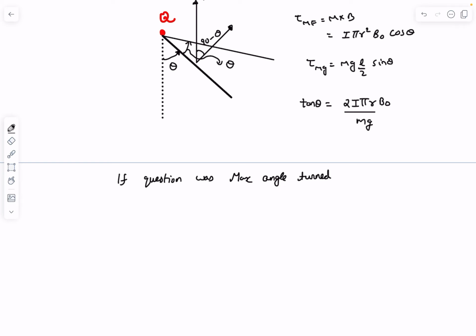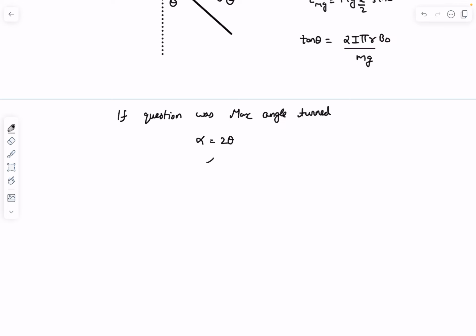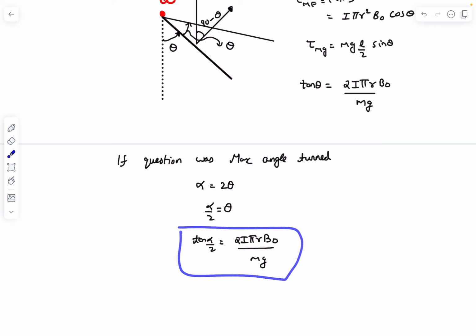Now guys, if they wanted the relation for the maximum angle turned by the loop, then the answer will be 2 theta. Now for a second, let's say alpha is that angle, so alpha is equal to 2 theta. Okay, so alpha by 2 is nothing but theta, guys. So if I take tan theta on both sides, I can say tan of alpha by 2 is 2 I pi r B naught divided by mg, exactly the same as this value. So this would have been the relation provided if the question was what was the maximum angle turned.